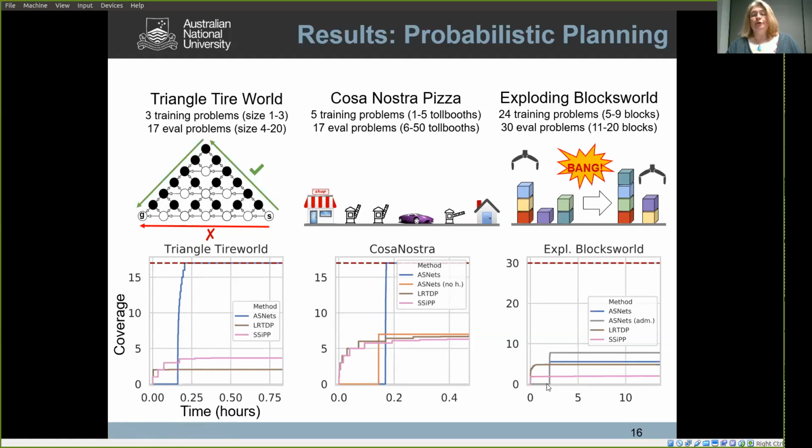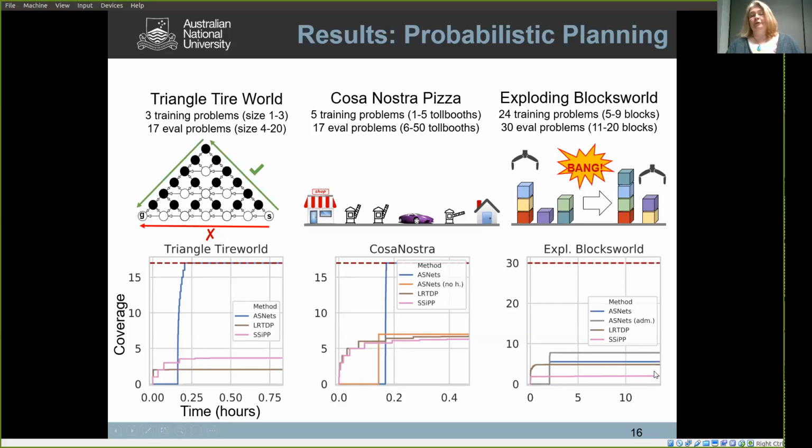As you can see, even after 2 hours of training, the version of ASNet in blue here, the standard one, is barely above the baseline planners. And you can get a little bit of improvement if you train from an admissible heuristic, in gray here, but yeah.